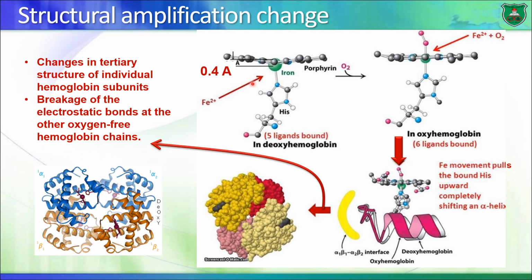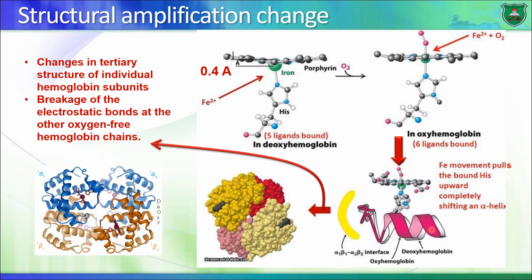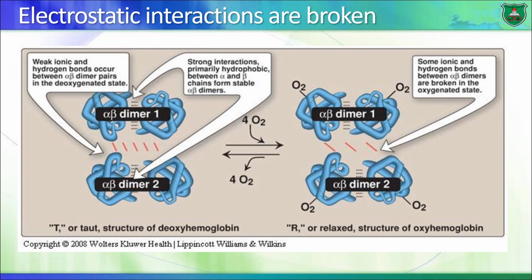Okay, so again, heme is bent, oxygen binds, heme becomes straight, it pulls the proximal histidine further away from the helix that it's bound to. That changes the secondary structure of this alpha helix, and that changes the structure of the whole molecule by breaking these electrostatic interactions. Another view: the electrostatic interactions are reduced in number and the molecule becomes relaxed.